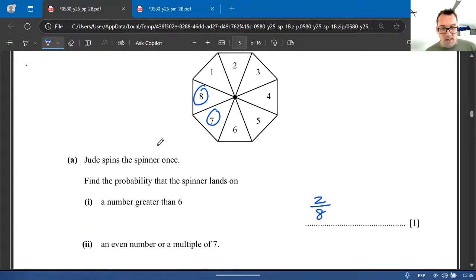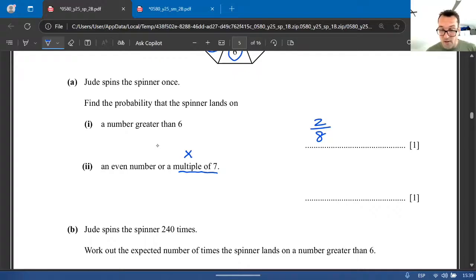An even number and a multiple of 7 is the next one. What are the even numbers? It's a 2, a 4, a 6, and an 8. And multiples of 7, the multiplication tables. Which of these numbers is in the 7 times table? 1 times 7 is 7. 2 times 7 is 14. Only this one, right? It's a silly way to say all the even numbers and 7, really. How many is that anyway? That's 5 out of 8.